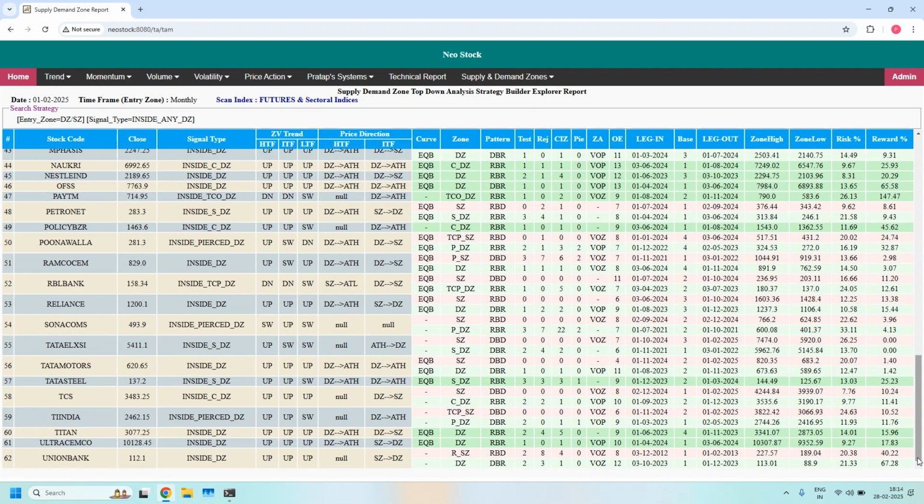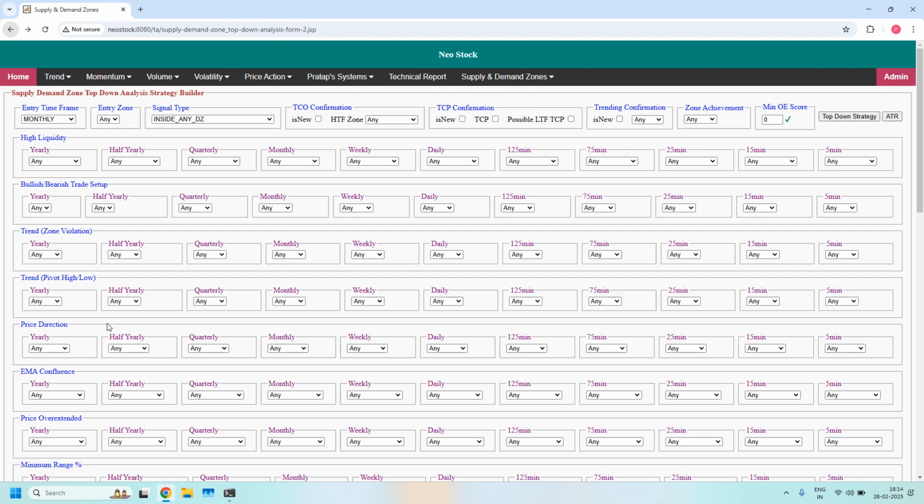62 stocks total, price closed inside monthly demand zone. Out of 62 of these monthly demand zones, how many are having monthly EMA confluence? Let's verify. So in the EMA confluence filter at monthly time frame, I am setting the filter monthly demand zone having monthly EMA confluence, and trend on the monthly should not be sideways. It can be up or down.